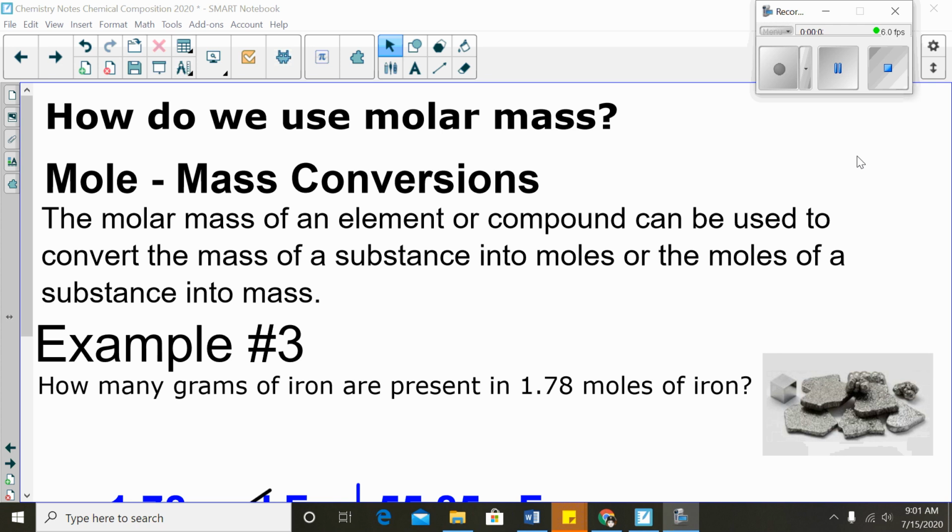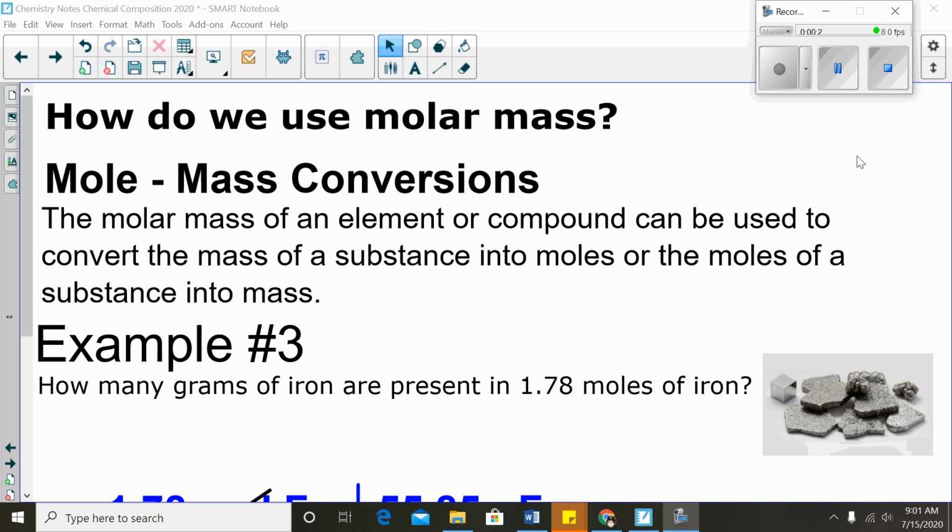This is Chemistry, Unit 6, Chemical Composition. How do we use molar mass? Mole to mass conversions. The molar mass of an element or compound can be used to convert the mass of a substance into moles or the moles of a substance into mass. So let's take a look at some examples here.